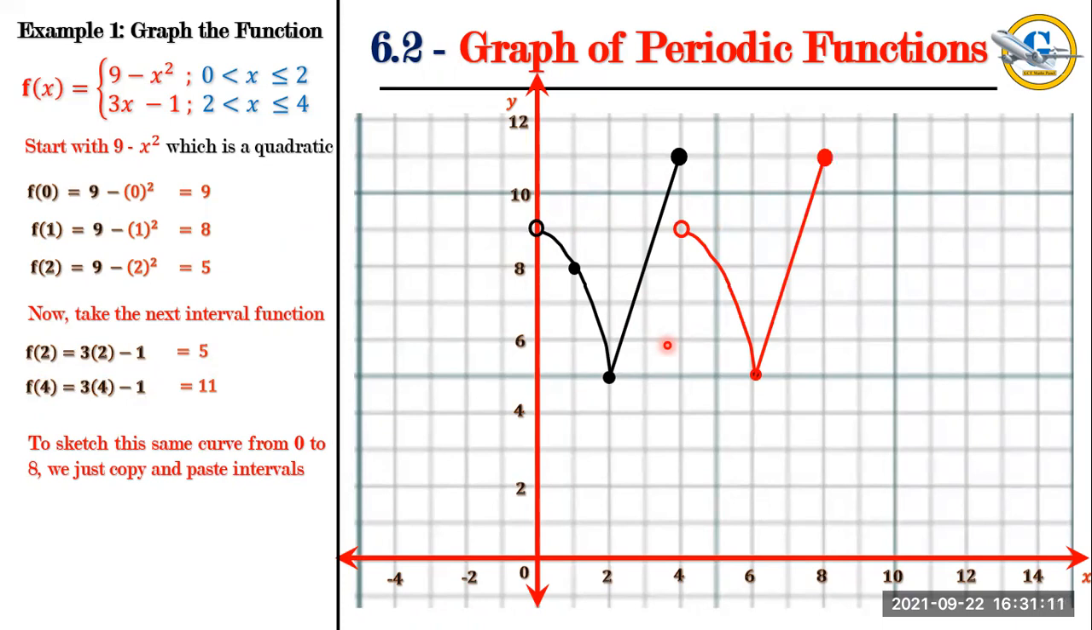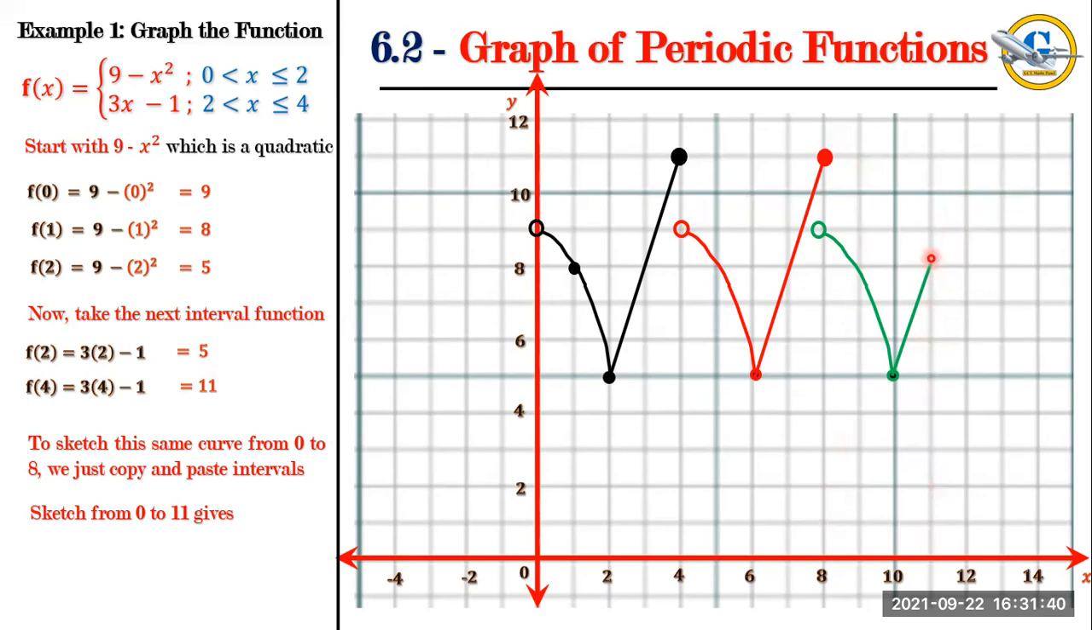What if they ask us to sketch from this same value of 0 to, let's say, 11? To 11, we still copy again and paste, because from 8 we have an interval that stops. From 8 to 11, we copy and paste. But when I get to 11, I will not continue, because they say I should stop at 11. Can you see? Here, the value of x is equal to 11. So that's why I end here.